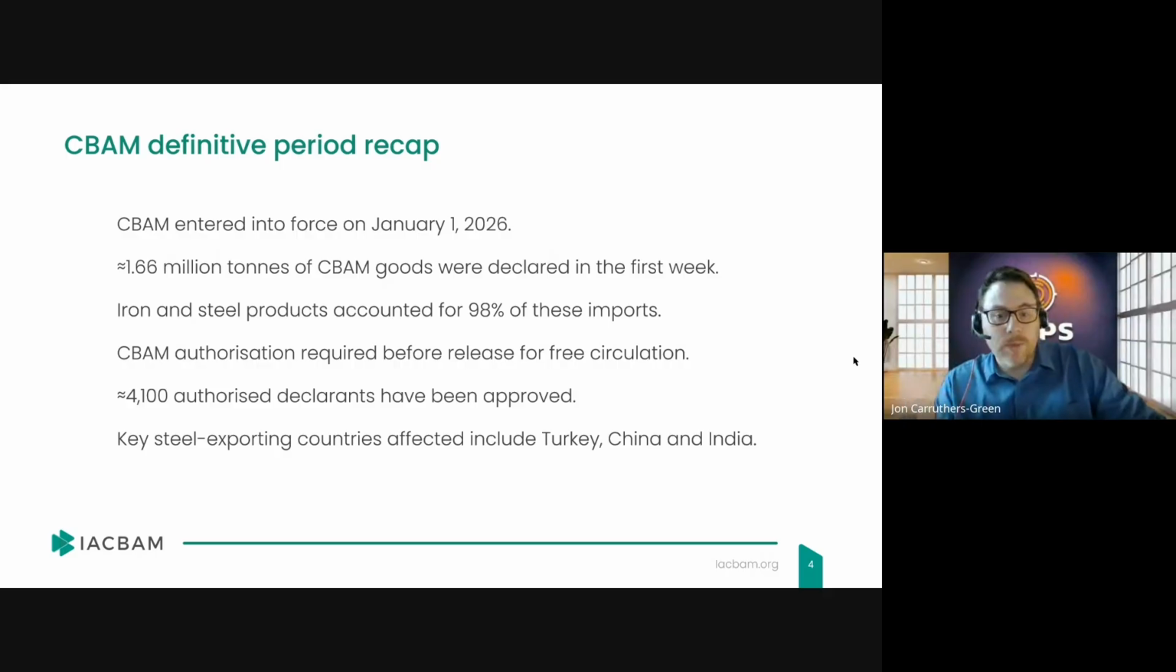And they also mentioned some of the major countries that are being affected by this. Turkey, China, and India were, of course, at the top of the list. And from a steel point of view, this certainly makes sense, as they always feature in some of the highest numbers for steel exports into the EU. So let's just have a quick look at some of that information that was released in December.